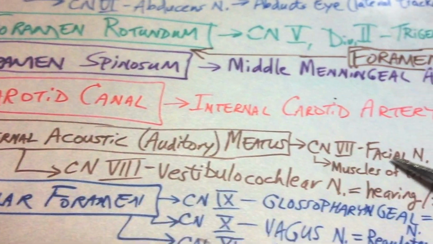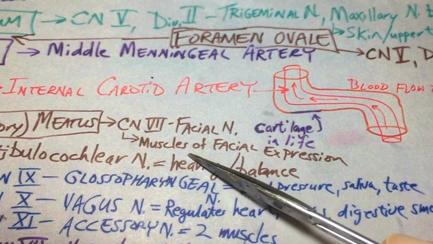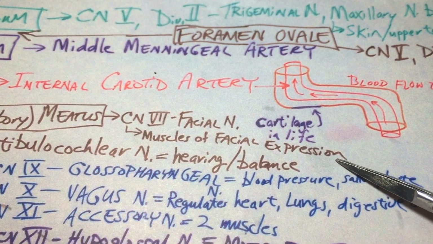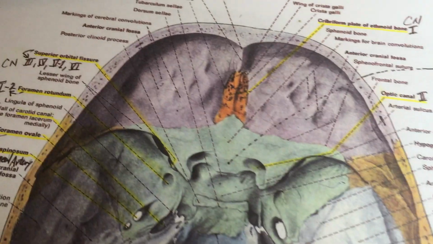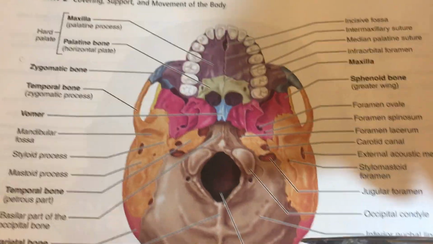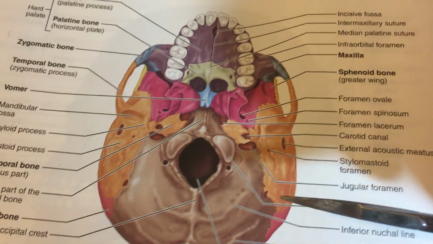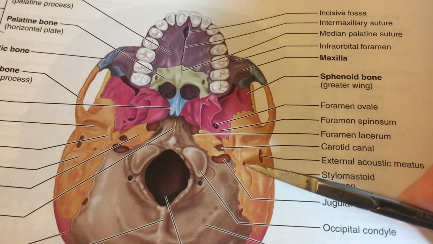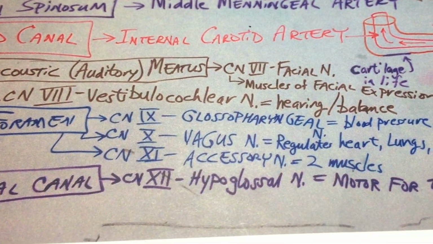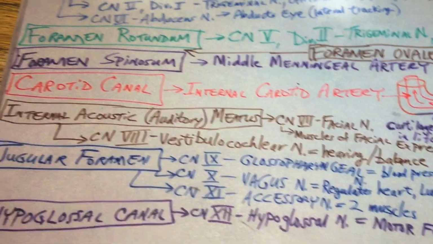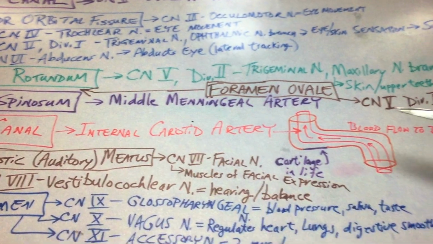The internal acoustic meatus, cranial nerve 7, facial nerve, muscles of facial expression. Now, I didn't list here that it's going to be traveling through the skull all the way to the stylomastoid foramen. So let's take a look at this particular view. Okay. And we're looking underneath the skull here. And we should be able to see, there it is. Stylomastoid foramen is right there. And then it's going to come in front of the ear, and it's going to provide a branching, 5 branches that go to the top of the face, the middle of the face, lower face, and the neck, and provide all the muscles of facial expression.